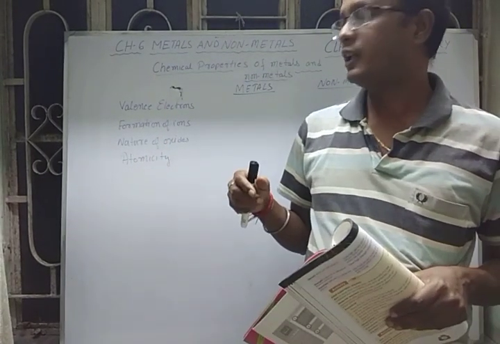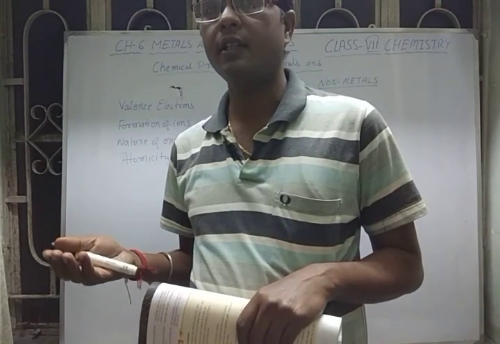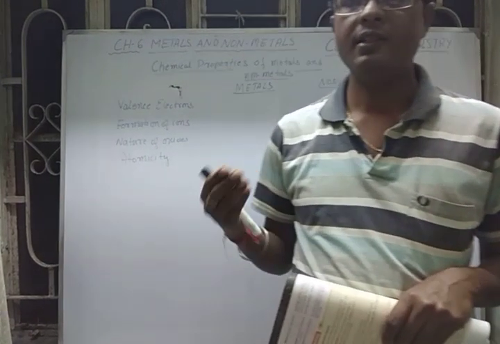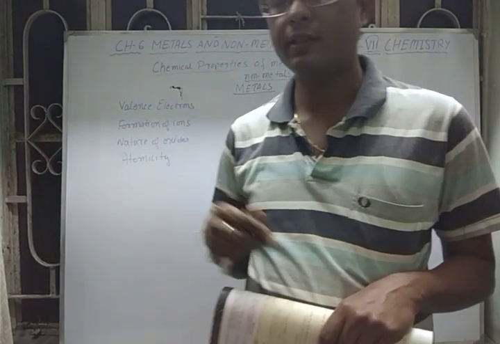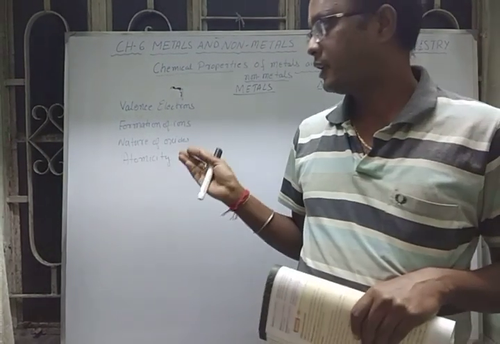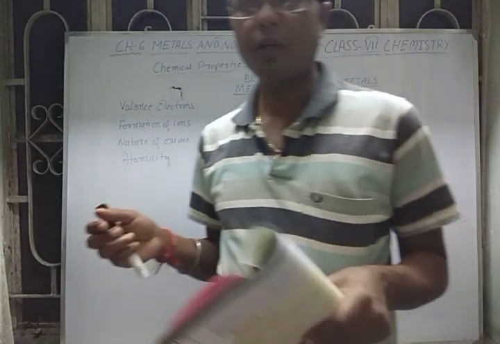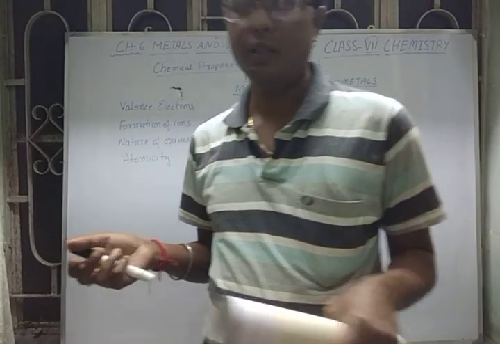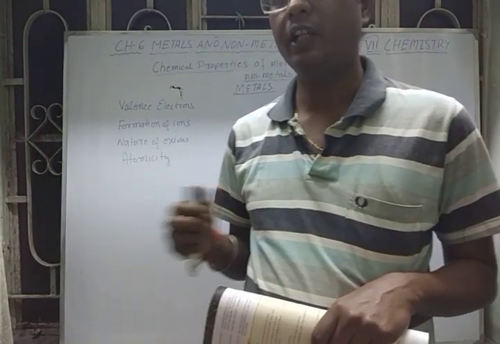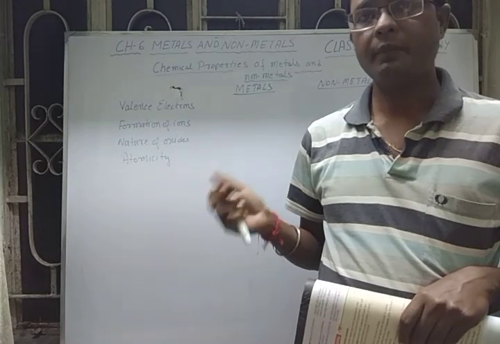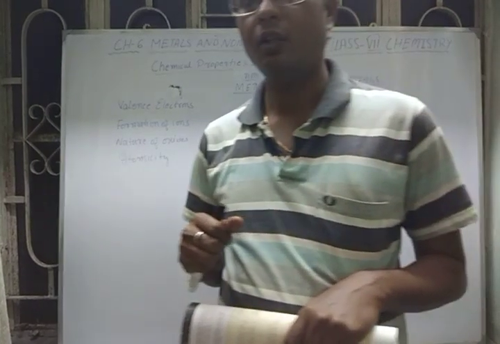Next point is the nature of oxides. When these metals and non-metals react with oxygen, they form oxides. What is the nature of the oxide when they react with oxygen? That we will see. The next is the atomicity. Atomicity is the number of atoms in a molecule of an element. We will see on that basis also how to differentiate between metals and non-metals.